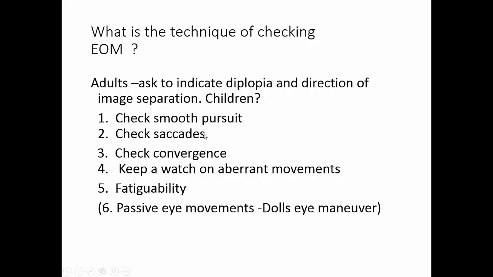The importance of saccades comes when you are dealing with something like internuclear ophthalmoplegia, where the smooth pursuit movements will be normal, and even the saccades may be normal at the beginning, but slow. That is the earliest sign of internuclear ophthalmoplegia. That is why it is important for you to learn how to check for saccades.